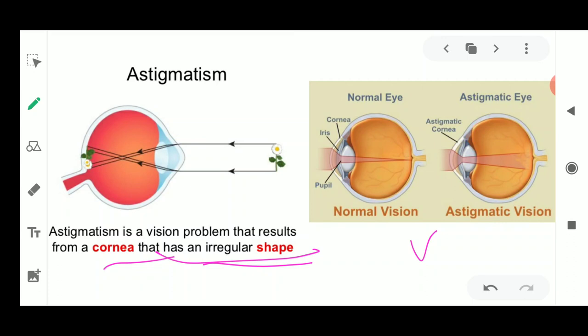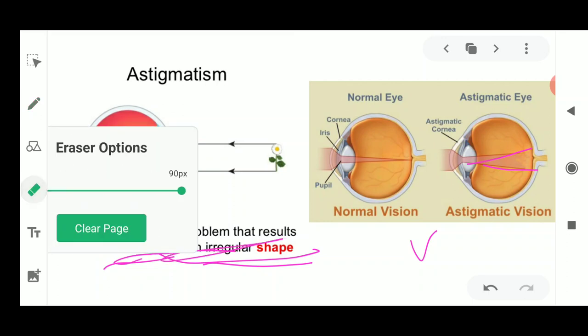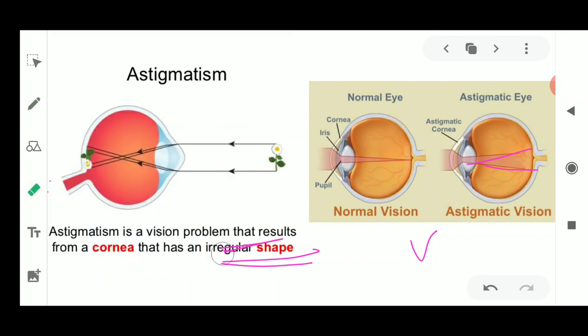In this astigmatic eye, the cornea is there, and the light rays enter inside the eyes, and then what happens? It is going to be refracted, and it is not going to form a proper image on the retina. Okay, so this was about the astigmatic eye, because of which this person is not able to see clearly.